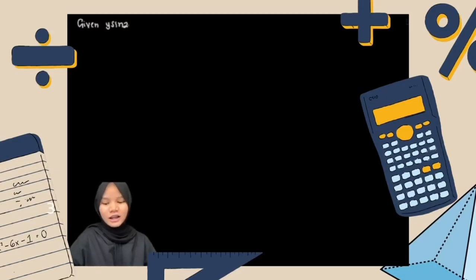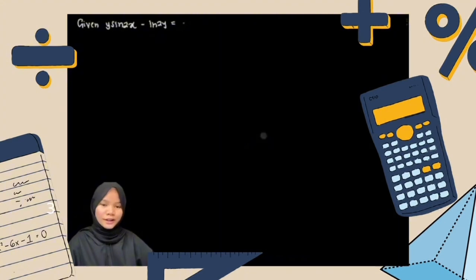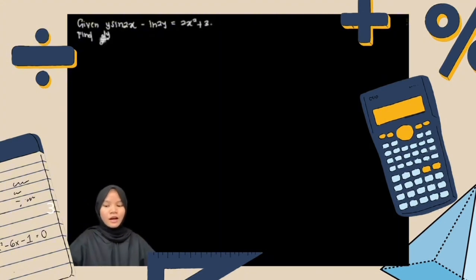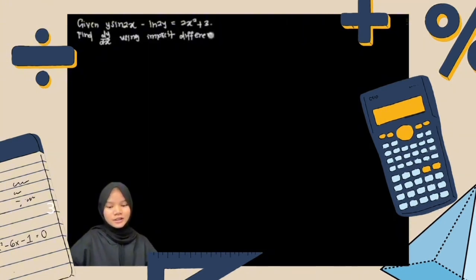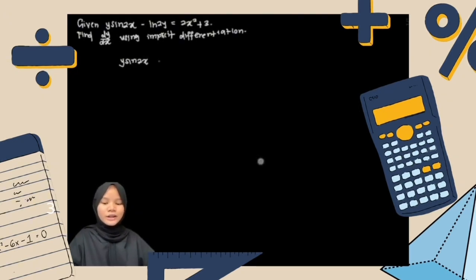So the question is, given y sin 2x minus ln 2y equal to 2x squared plus 3. Find dy over dx using implicit differentiation. So I will be explaining how to answer this question using implicit differentiation. First, we need to differentiate both sides with respect to x.